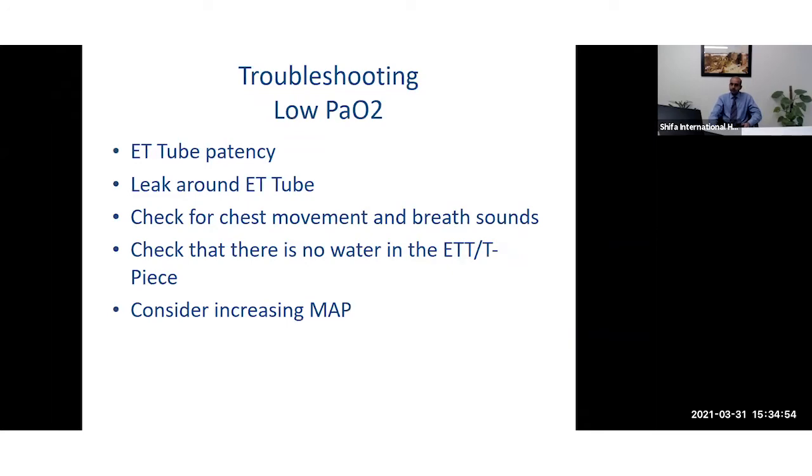So a few troubleshooting things. If we are struggling with oxygenation and the PO2 is low, we need to make sure the ET tube is patent, the baby doesn't need suction, and there's not a significant leak around the ET tube. Look for the chest wall movements, breath sounds, and consider increasing the mean airway pressure slowly in increments of 1 to 2 centimeters of water.